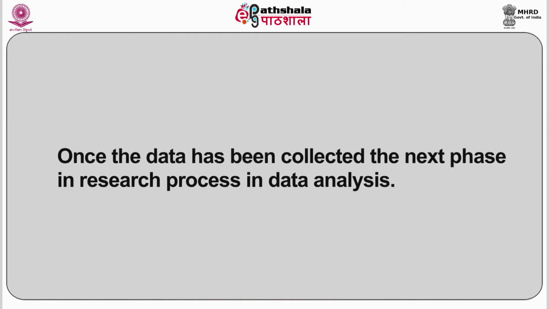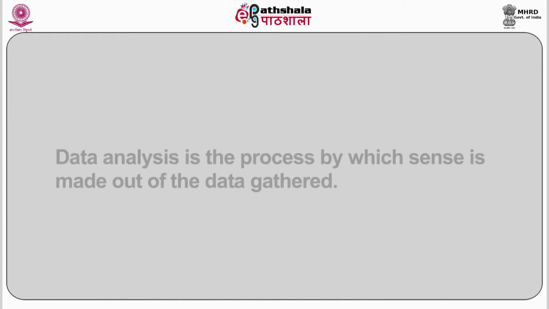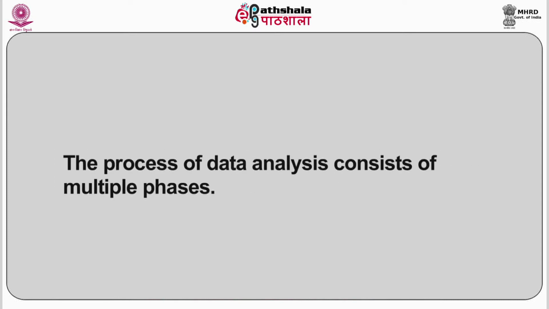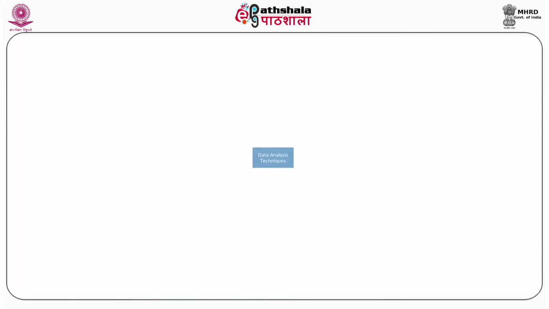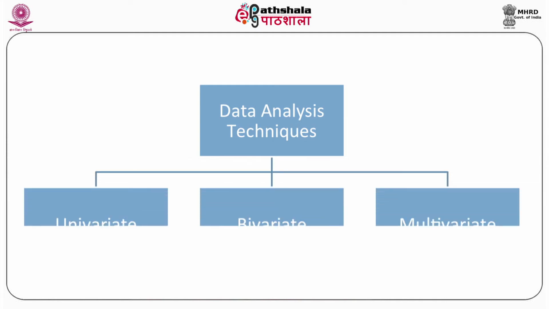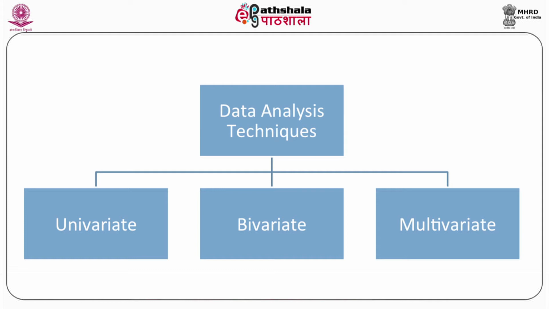Once the data has been collected, the next phase in research process is the data analysis. Data analysis is the process by which sense is made out of the data gathered. The process of data analysis consists of multiple phases. The data analysis techniques are divided into three broad categories, that is, the univariate analysis, the bivariate analysis, and the multivariate analysis.